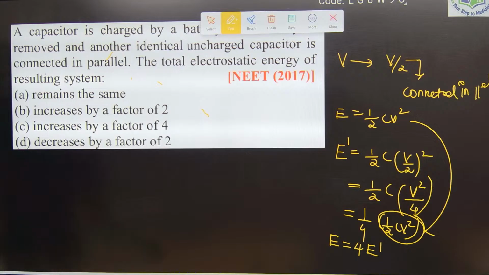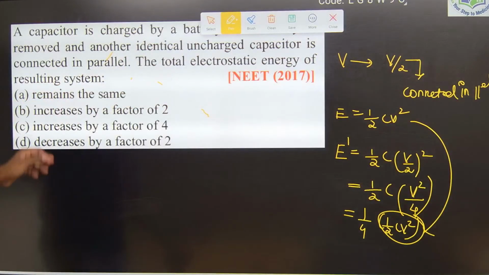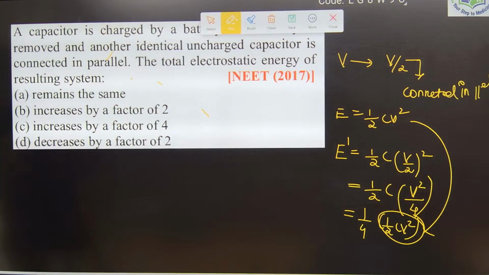They are asking about the electrostatic energy of the resulting system. So it becomes this, and it's correct. We'll go for the next one.